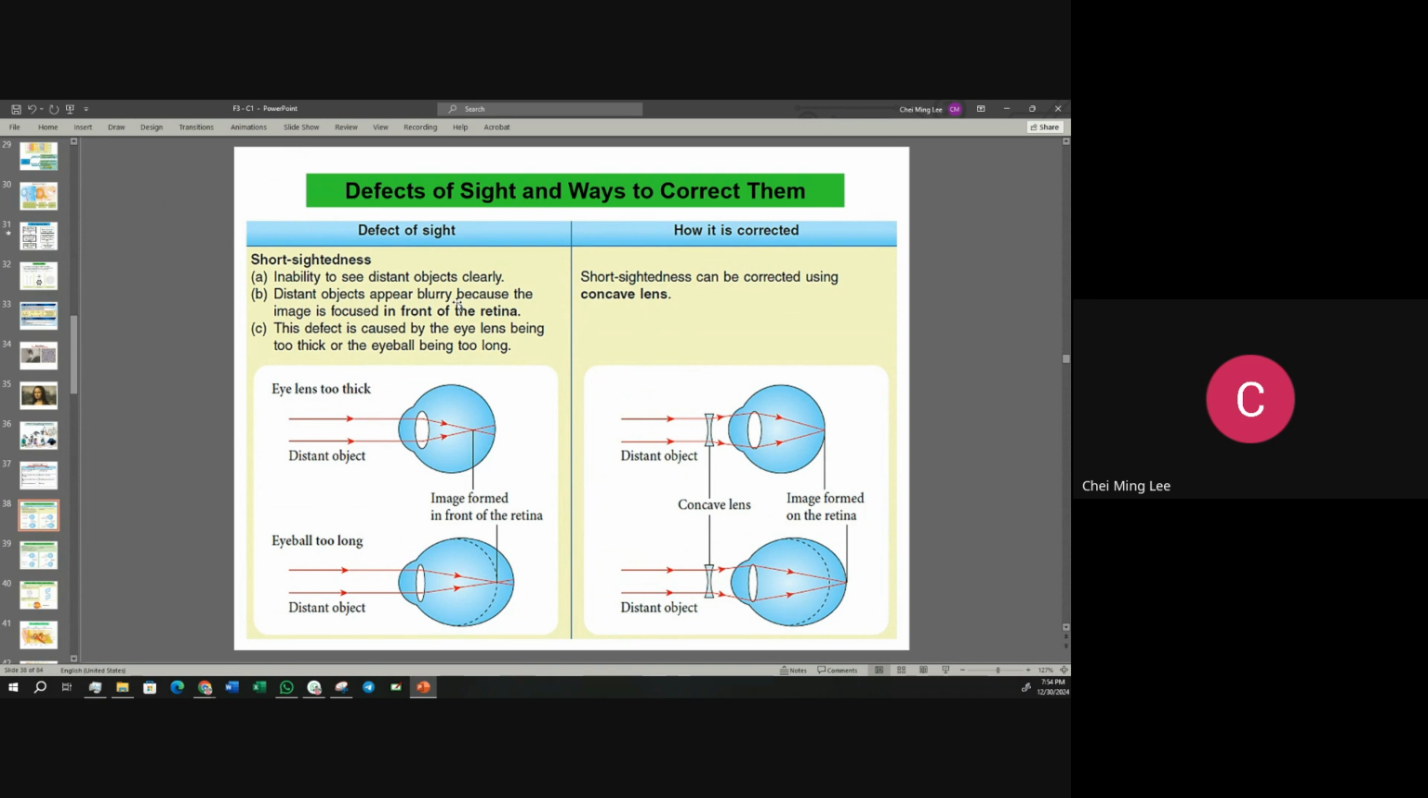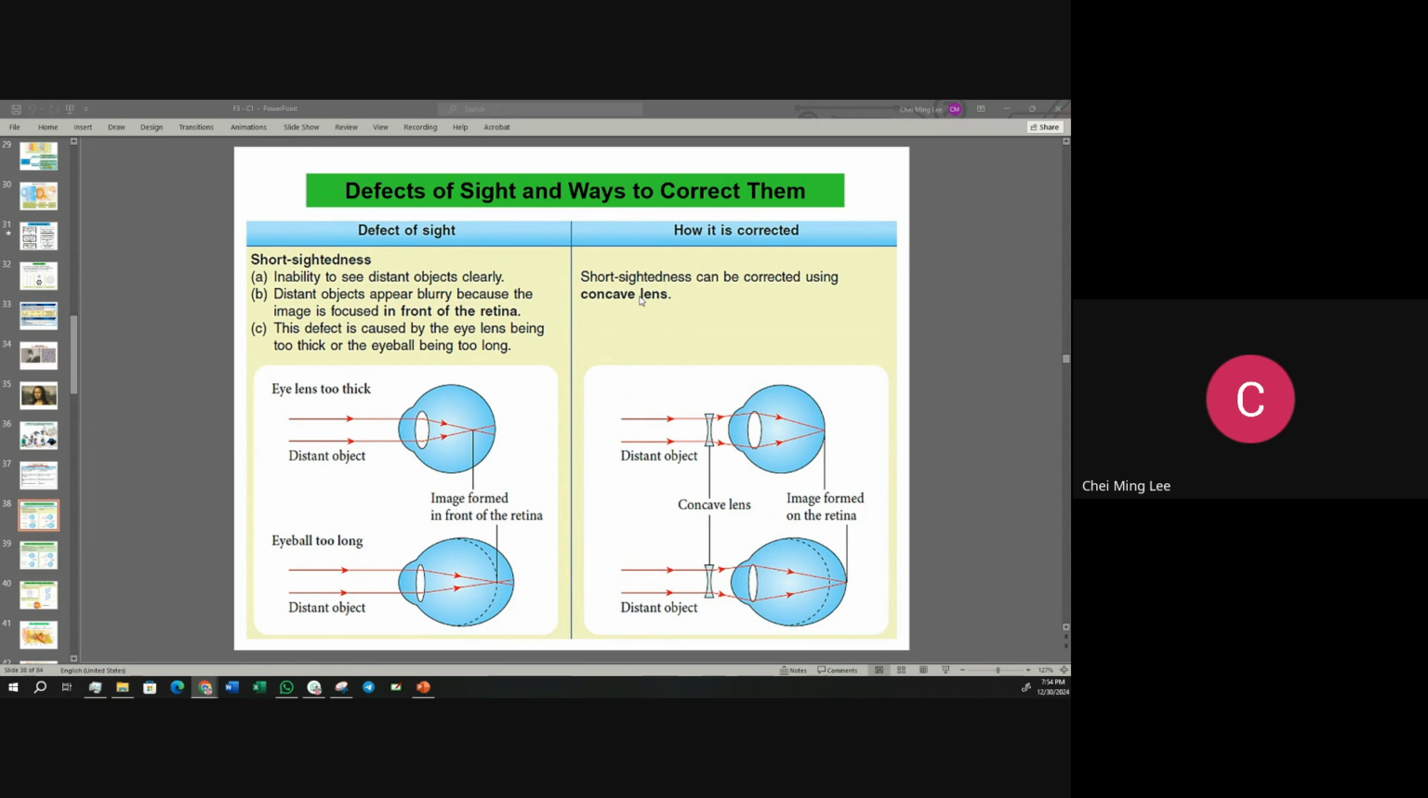Okay. Why? I think the book's wrong. Wait, let me check first. Yeah, because I don't think so. I think it should be close objects clearly. So this is wrong. Inability. Okay, okay, then it's correct.